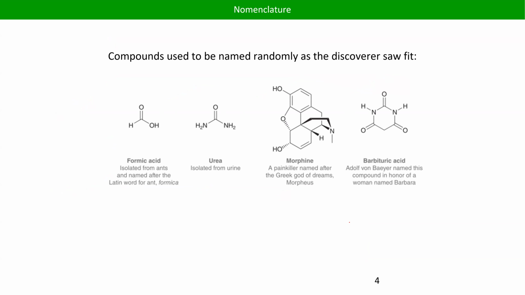Let's talk about naming things. Used to be compounds just got named randomly. Whoever discovered a new compound would get to name it, and so they would name it however they wanted. Formic acid was first isolated from ants. Ants have formic acid in their bodies. So the first time they isolated formic acid, it was from crushed up ants. They basically made ant tea. And so they named it after the Latin word for ant, formica.